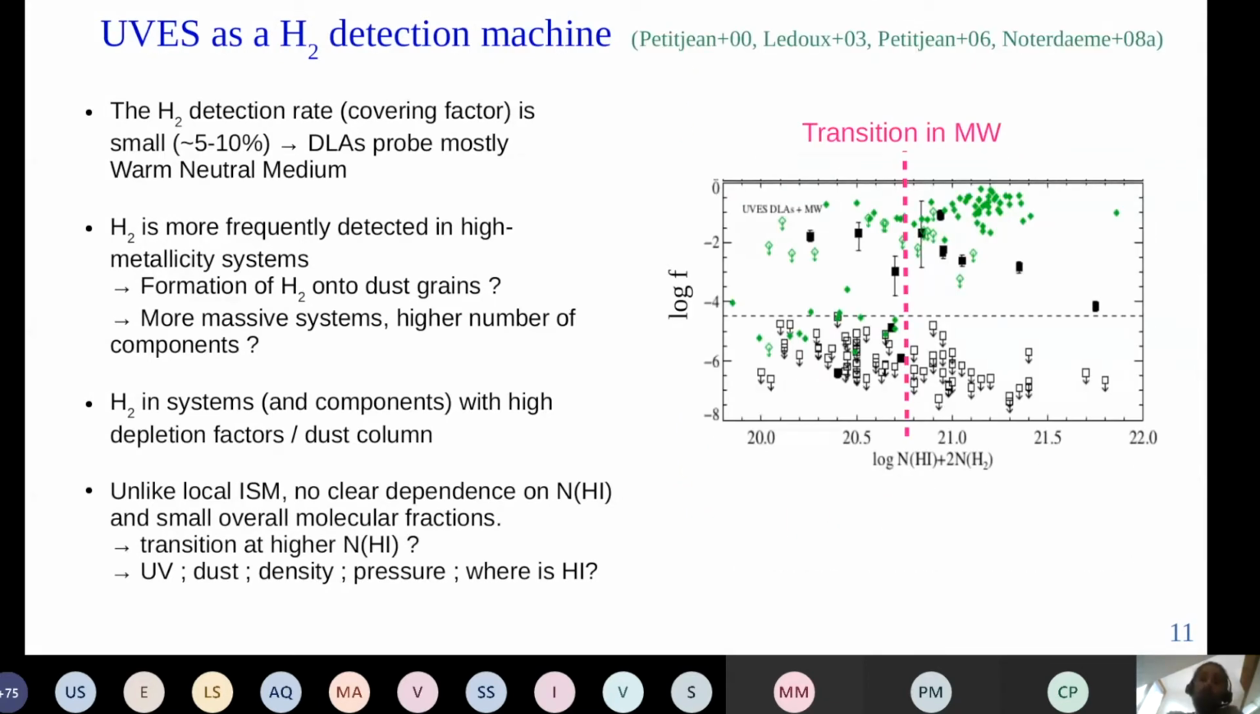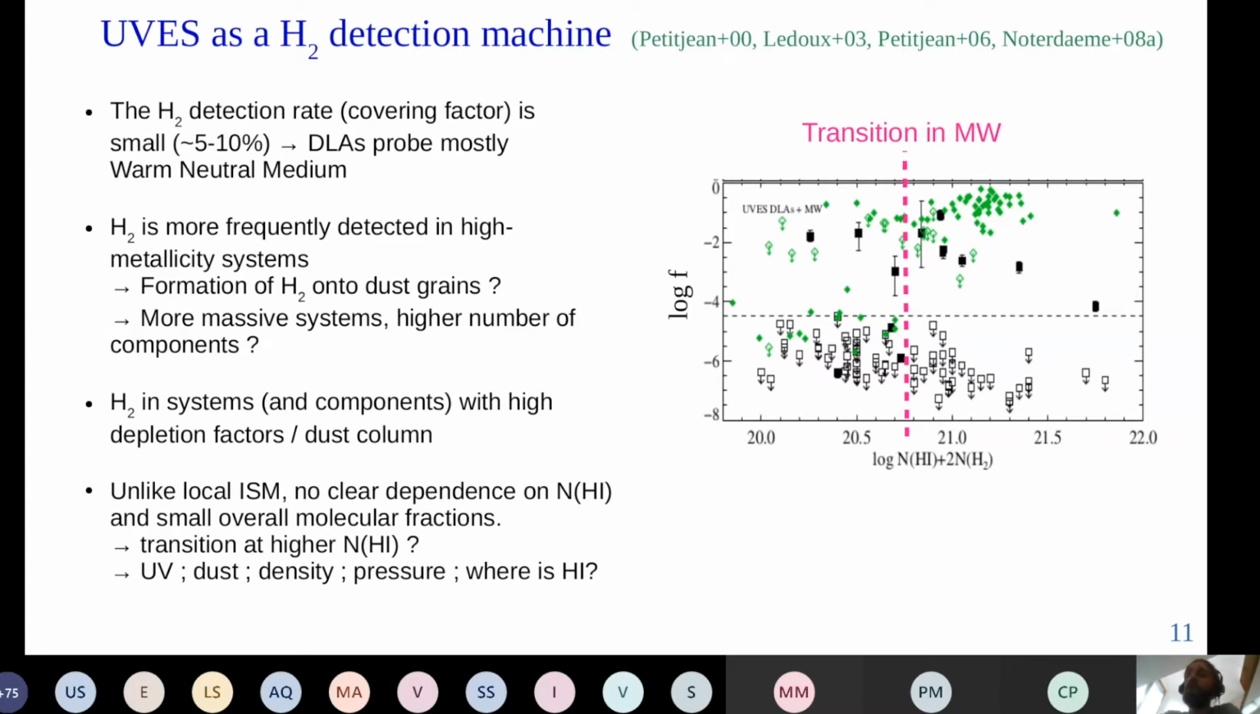But what is really interesting is that, unlike what we see in our galaxy, there is no clear dependence on each one. So you can see this on the plot. Here, again, the black are the DLA detections with H2 and the white are non-detections, and the green are the same for the Milky Way. So empty points are non-detections and filled points are detections. So in the Milky Way, you see that there is a transition.